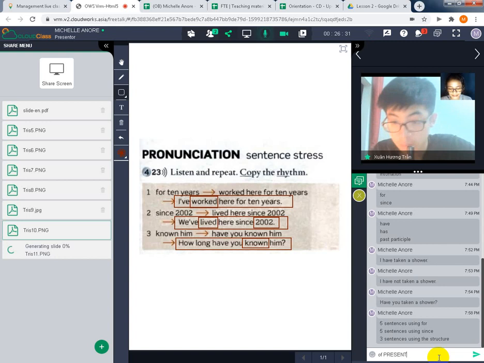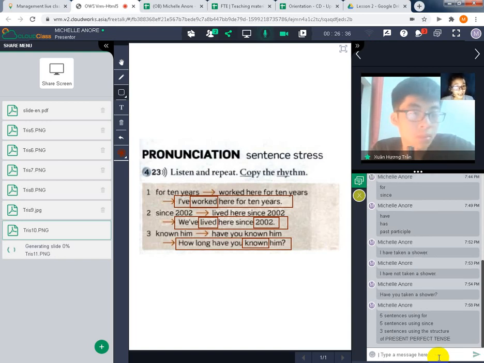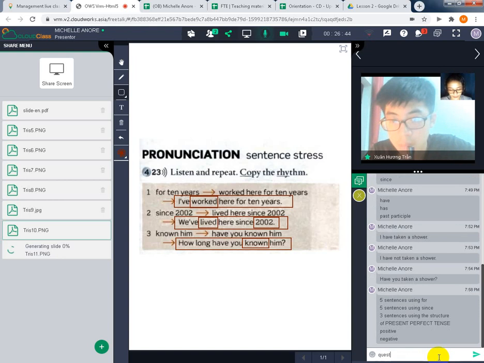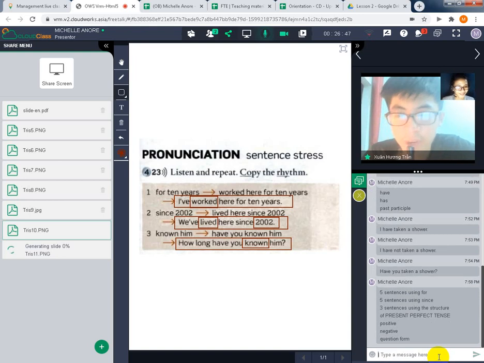of present perfect tense. Okay, so basically a while ago, Tris, we have the positive sentence, right? Negative and a question form. Did you get it? So 3 of each of those, or 3 including all? Yes, let's just do one sentence. So you are just going to make one sentence for these 3 structures. Alright? And then 5 using for, 5 using since. Okay?